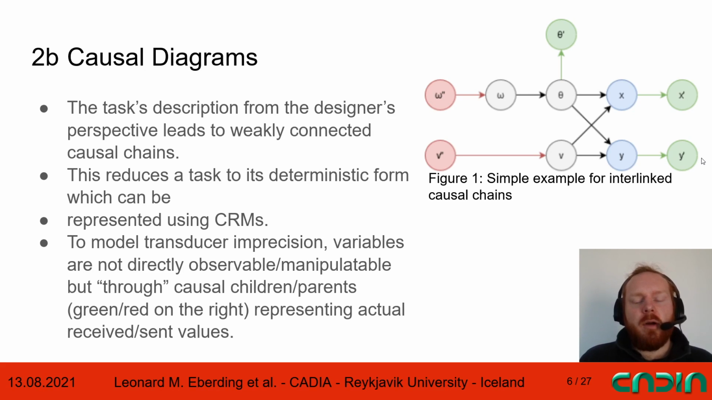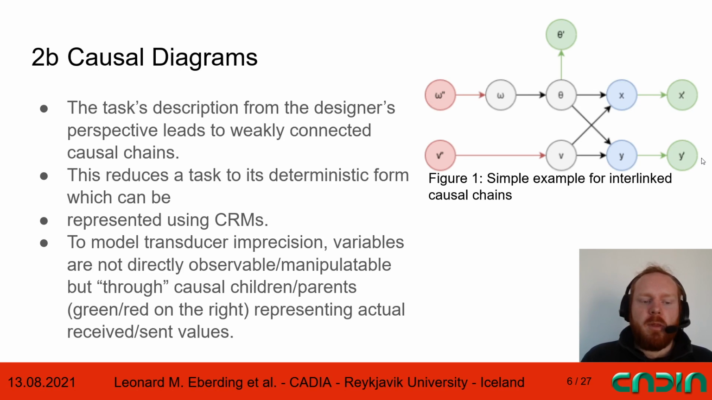We can then go on to causal diagrams. If we look at the task from the designer's perspective, which is to be thought of as an omniscient point of view, we as the evaluators might know, or should know, what the task is built up from. If we do this from the designer's perspective and analyze a task, we can come to weakly connected causal chains of different variables. This reduces a task to its deterministic form, which can then be represented using those previously described CRMs.